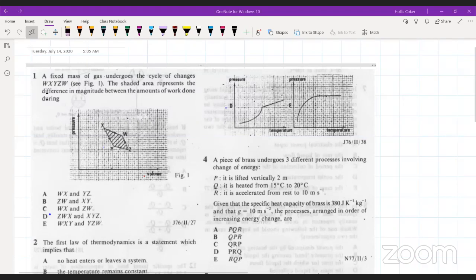Okay, so we have a fixed mass of gas. We have some questions here. Number one, a fixed mass of gas undergoes a cycle of changes shown, W, X, Y, Z, W. The shaded area represents the difference in magnitude between the amounts of work done during. Okay, so here's how it goes.